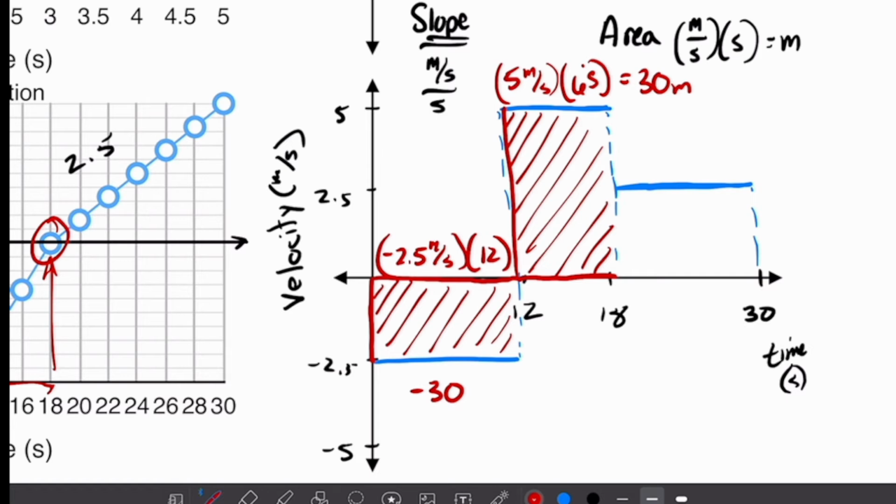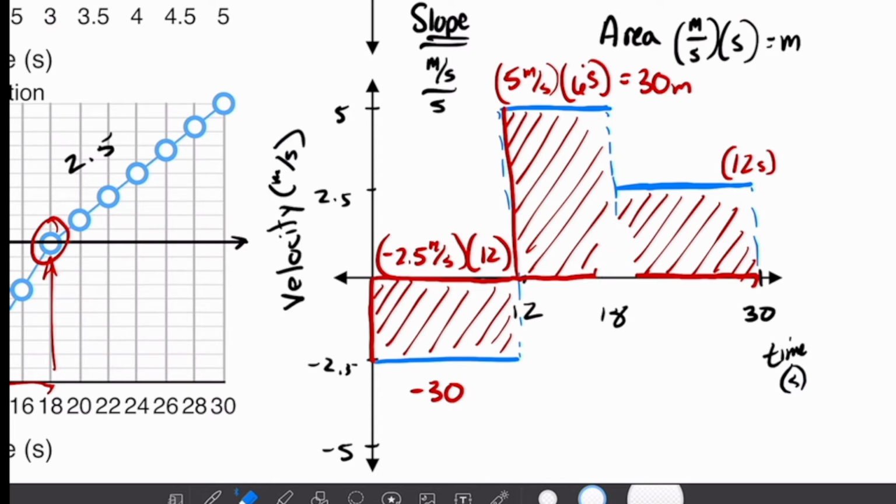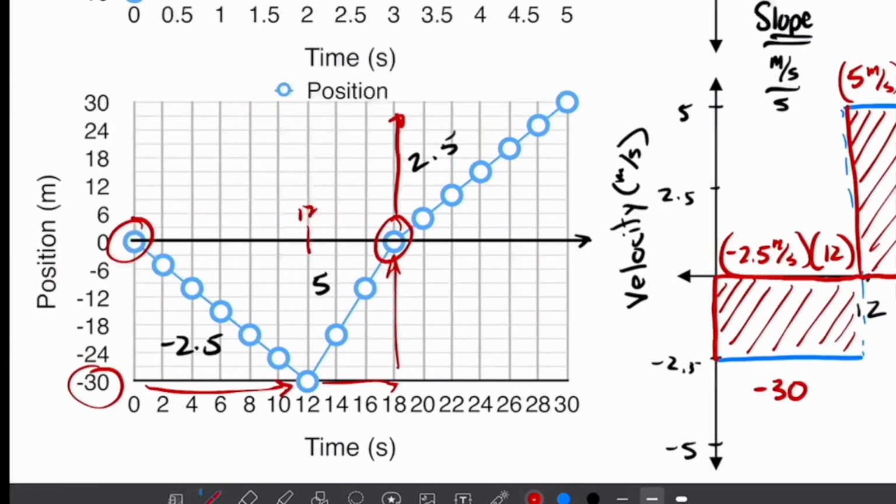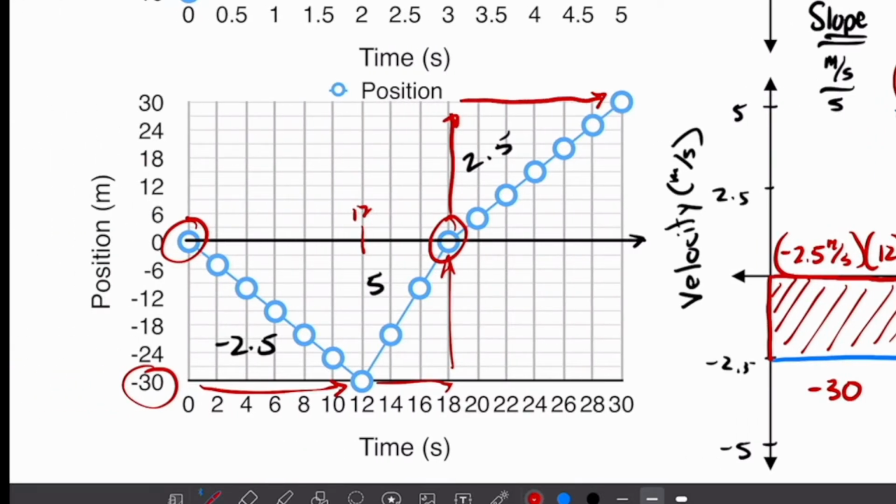And the last area, this one, 18 to 30 is 12 seconds. And that's going to be this width, but the height here, that's 2.5. So that appears to be another 30 in the positive direction, 30 meters. So I'm expecting that I'll travel 30 meters, yep, that's 30, and did so in another 12 seconds.